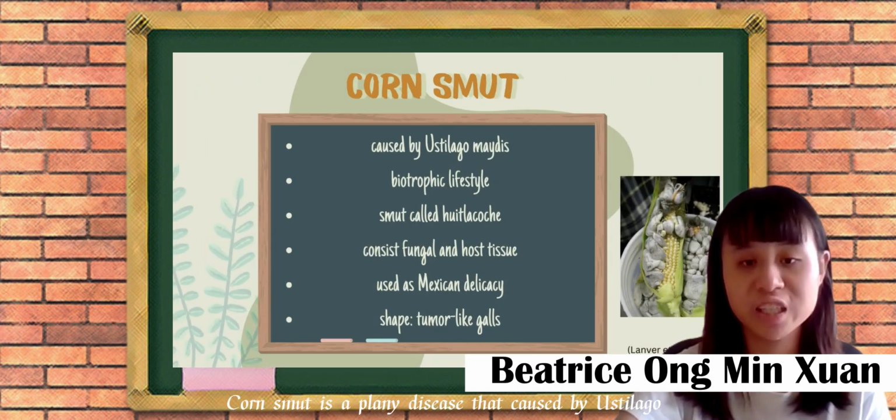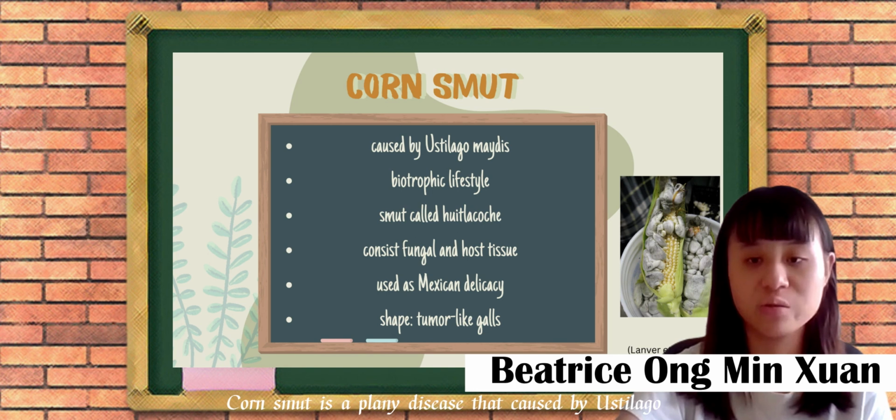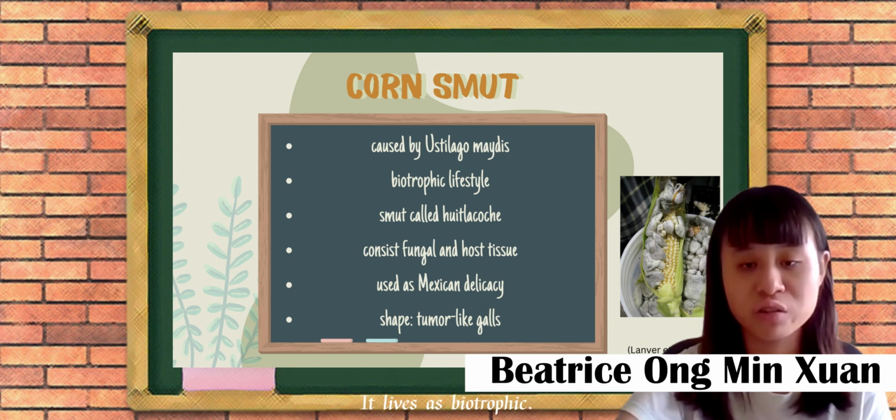Corn smut is a plant disease caused by Ustilago maydis. It's a pathogenic fungus found in the maize plant. It lives as a biotroph. The smut has fungal tissue and host tissue, and this is called Huitlacoche. It is also used as a Mexican delicacy. That's all for my introduction.